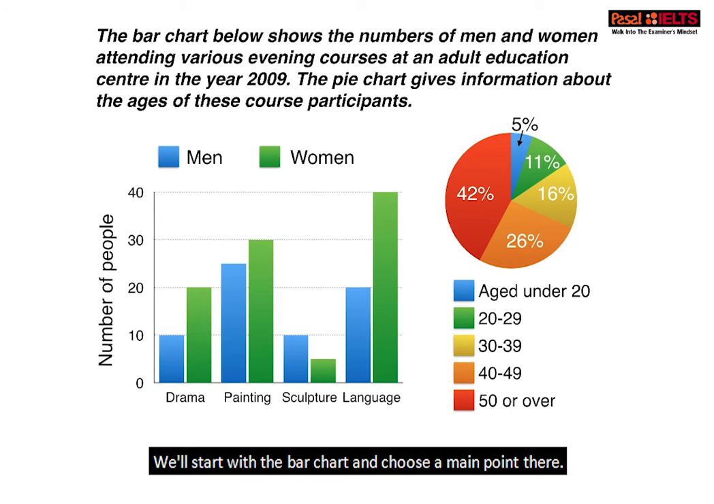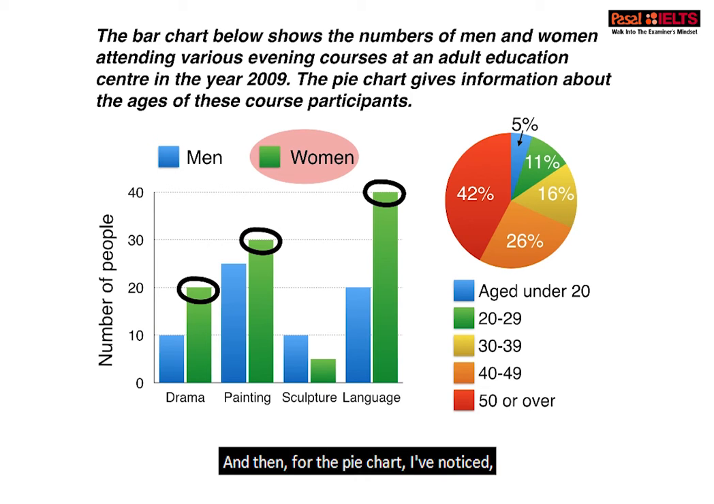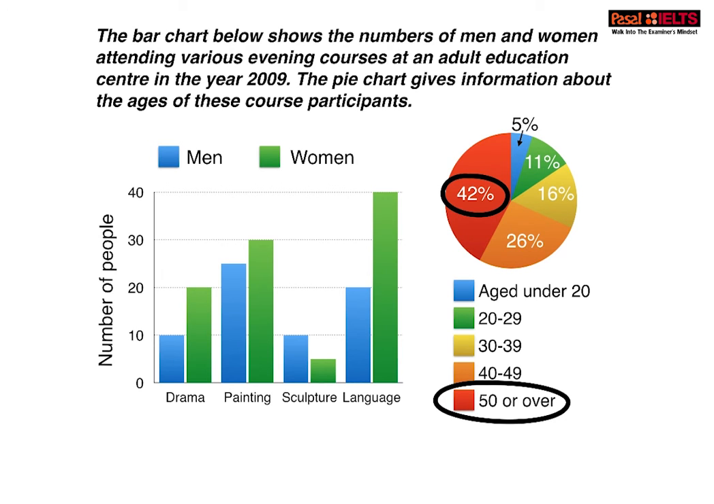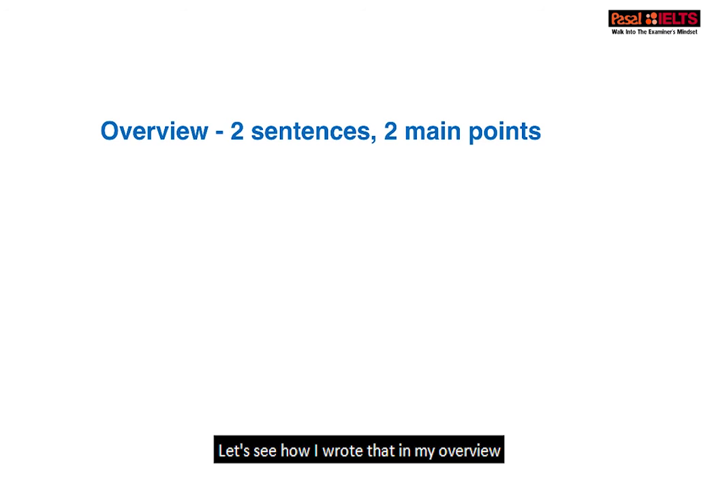We'll start with the bar chart and choose a main point there. I've noticed these 3 bars are definitely higher for women, so I'll say something about that in general. And then for the pie chart, I've noticed obviously that this is the highest figure for these 50s or over. So those are the two things I'm going to choose. Let's see how I wrote that in my overview.